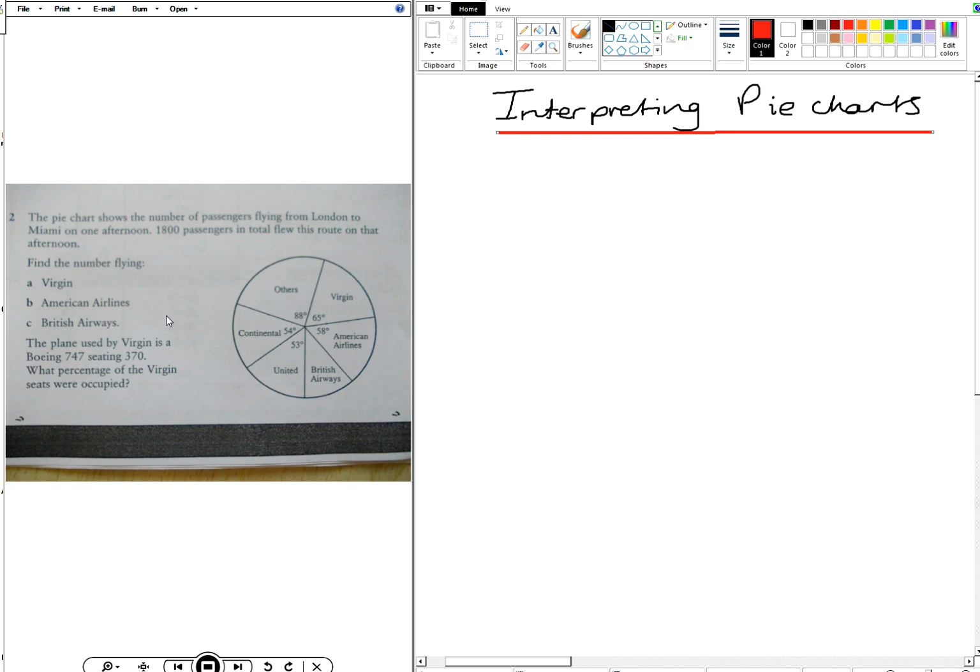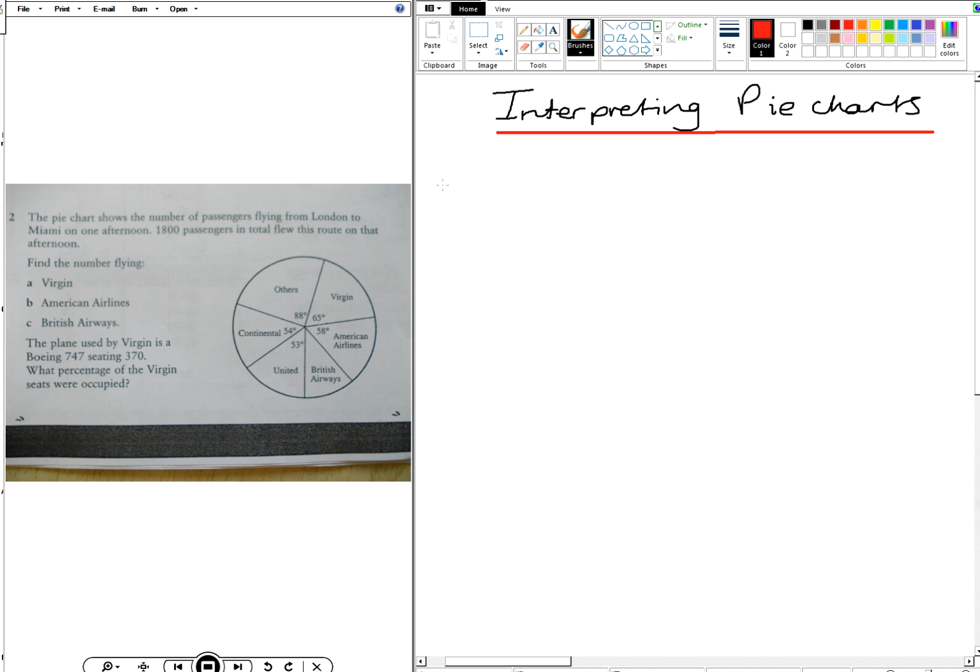Now, in this question here, do we need to draw the pie chart? The answer is no, because the pie chart has been given to us. So here, the question isn't about drawing the pie chart, it's getting the information off the pie chart. That's why it's called interpreting pie charts. So let's get hold of a pen. I'm on pencil line mode.